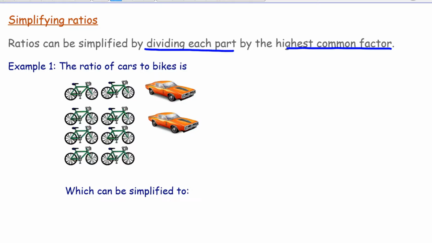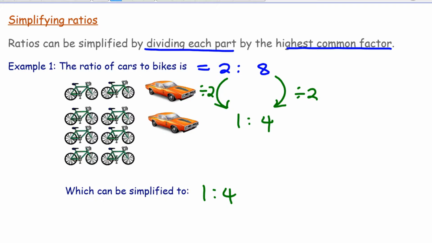So in example 1, the ratio of cars to bikes will be, we have 2 cars and we have 8 bikes. Okay. So what we can do is, the highest common factor here is 2, so we can divide both of these by 2. So divide by 2, and we divide that by 2 as well. What we'll end up with is 1:4. So you can say that this ratio can be simplified to 1:4. Okay?